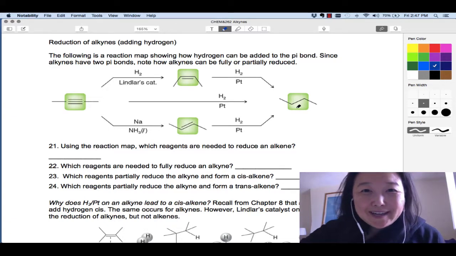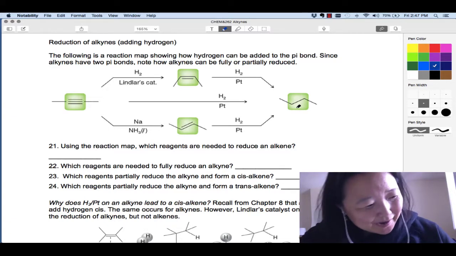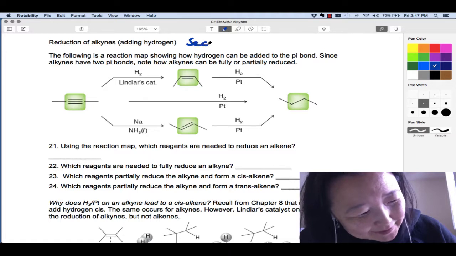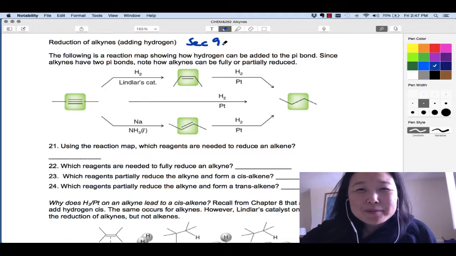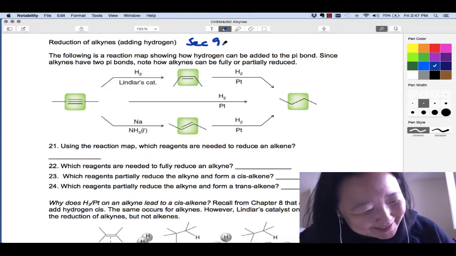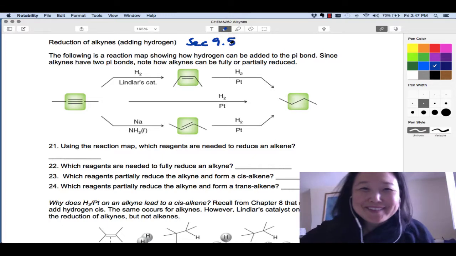Hi everyone, we're on section 9.5 now, and I've made it to just an hour south of Paris, in a beautiful town called Fontainebleau, and there's a big jazz festival here at the moment. But right now we've got to learn about alkynes. So let's get to it.